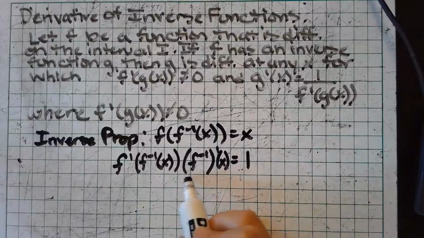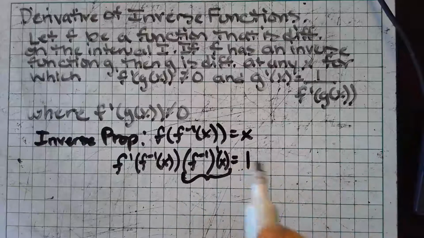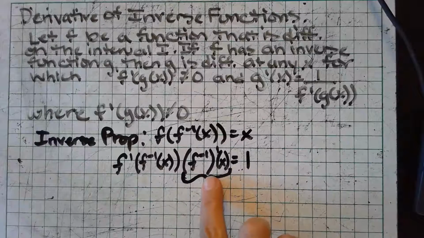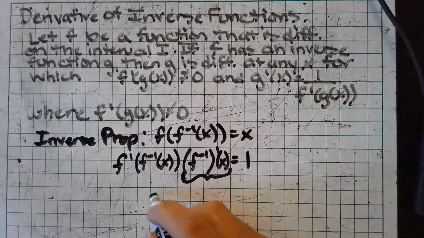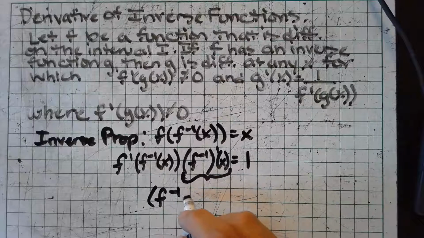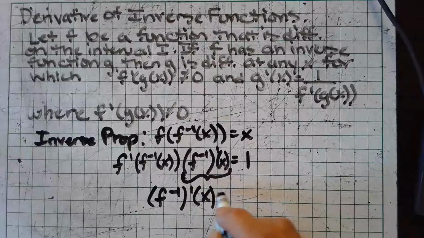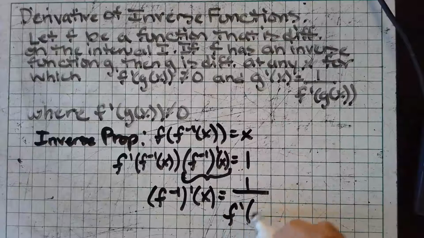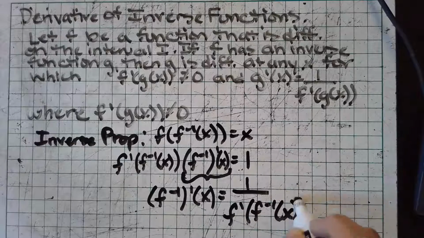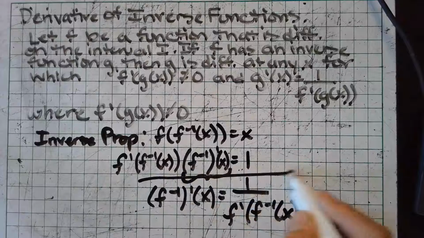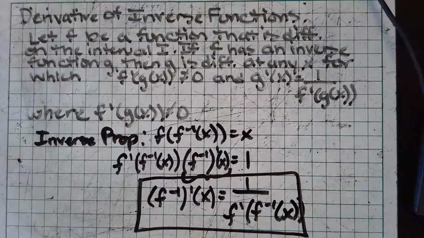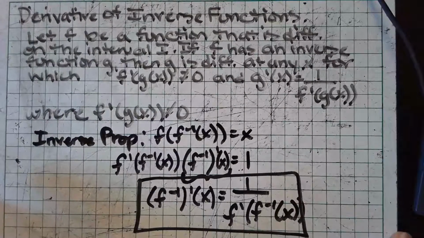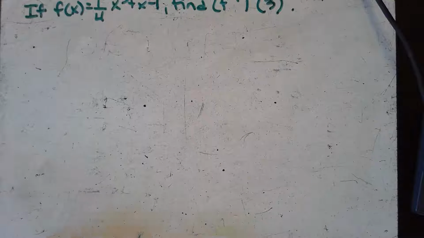So therefore, think of this part right here as the derivative of the inverse. If I solve for that, the derivative of the inverse equals 1 divided by f prime of f inverse of x. Put this into your memory bank, because we're going to keep coming back to it. The more you use it, the more you'll have it memorized.